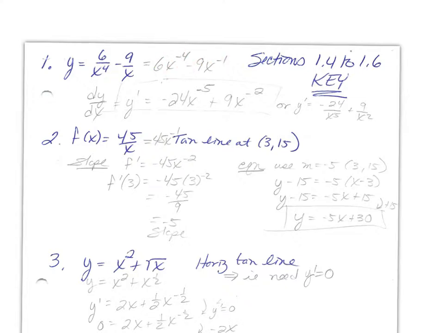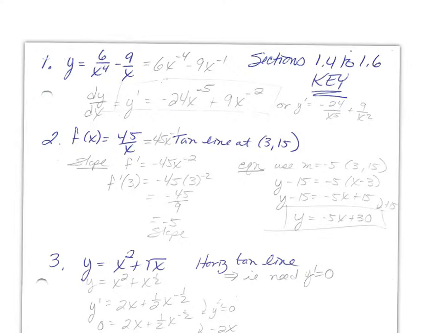Now the derivative of this, power rule, bring that down to get negative 24, subtract 1, negative 5. Bring the negative 1 down, positive 9. Subtract 1, negative x to the negative 2. So you can leave it like this, or you can rewrite it in fractions. The key is that whenever you see these variables in the denominators, always rewrite them to get a negative exponent. So that's this guy too.